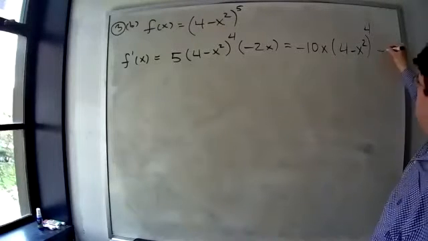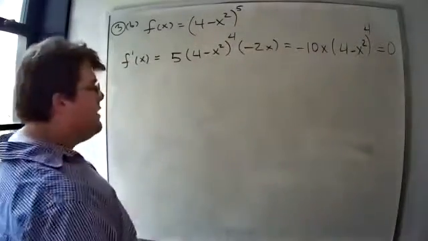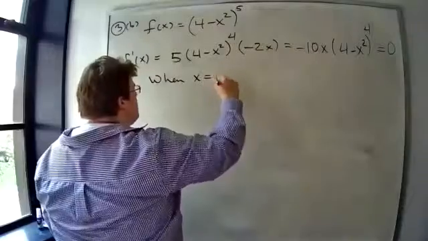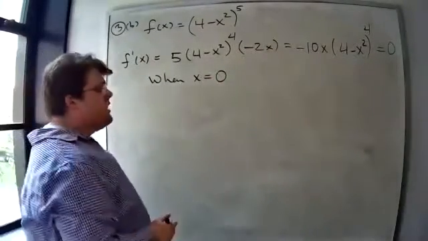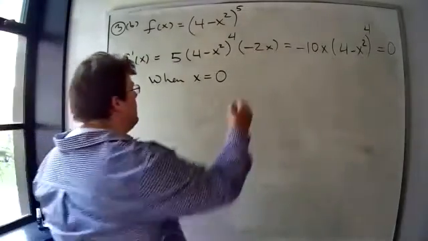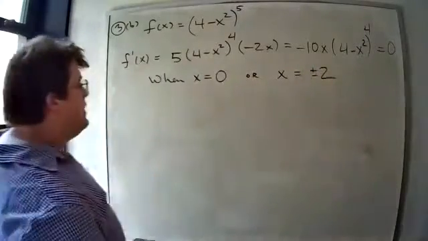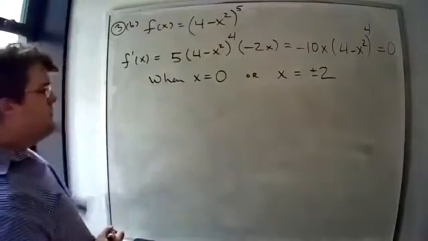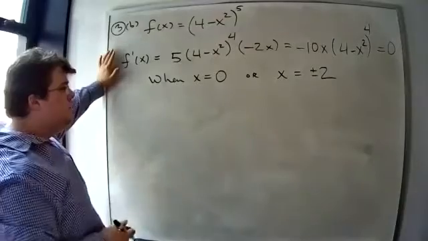Now, we need where this is 0. So it equals 0 when the first thing is 0 or when the second thing is 0. 10x is 0 when x equals 0. Same with -10x. 4 minus x squared is 0 when x squared equals 4, which gives us positive or negative 2. Any questions about the derivative, first derivative?